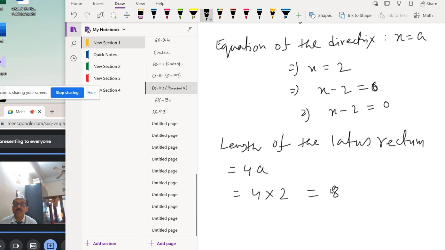If the question is to find the coordinate of the vertex, the coordinate of the vertex is the origin, 0 comma 0, because it is the intersection of the x-axis and y-axis.